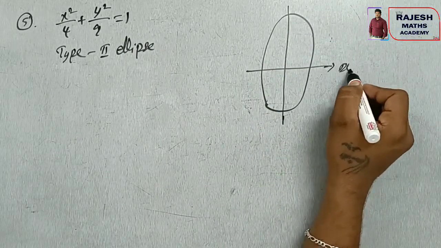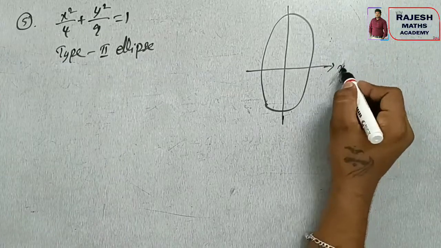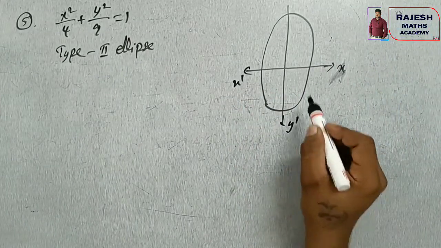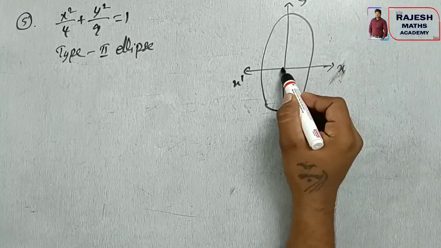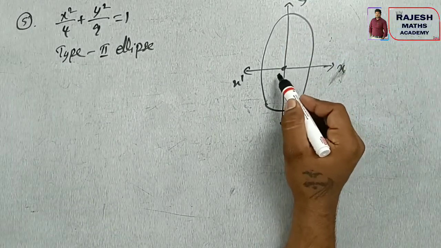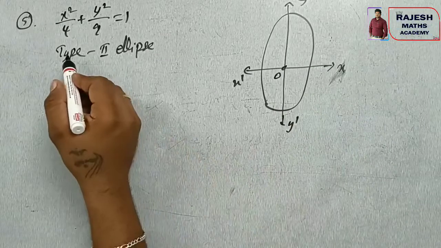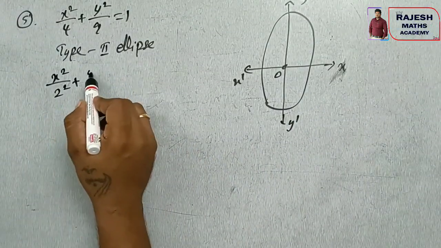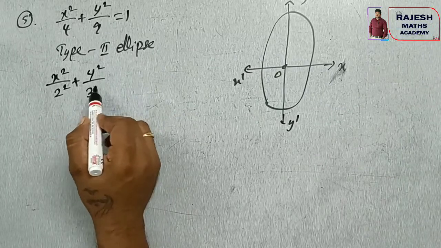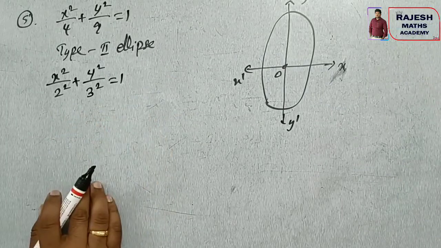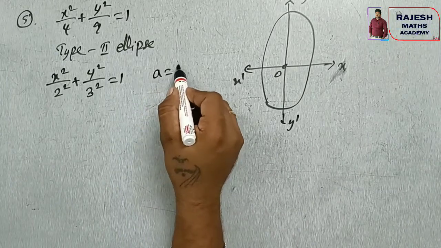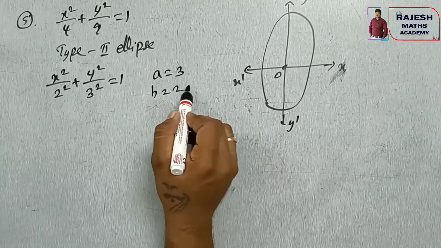So this will be x and x dash, this will be y and y dash. This is our center of the ellipse. Clear? So now what is the value of a? So we can write this as x square by 2 square plus y square by 3 square equals 1. So this is the value. What is the value of a and b here? So a equal to 3, b equal to 2.